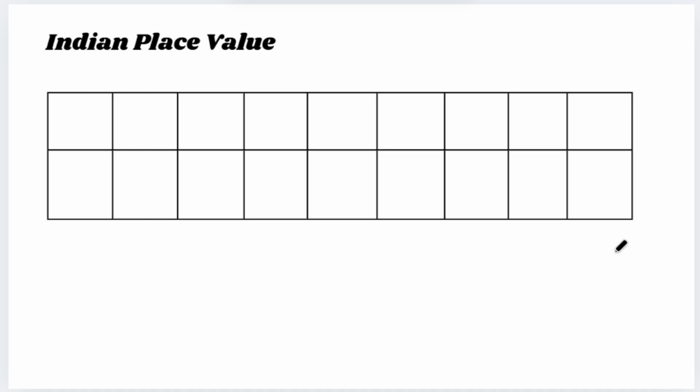So this is called the Indian place value system. What we call it as the Indian place value system. So in this Indian place value system, as we have seen in the past, the last digit will be ones. Okay? So ones, then next number is 1000.